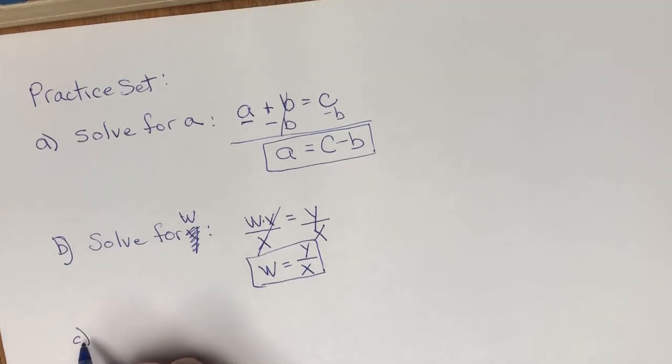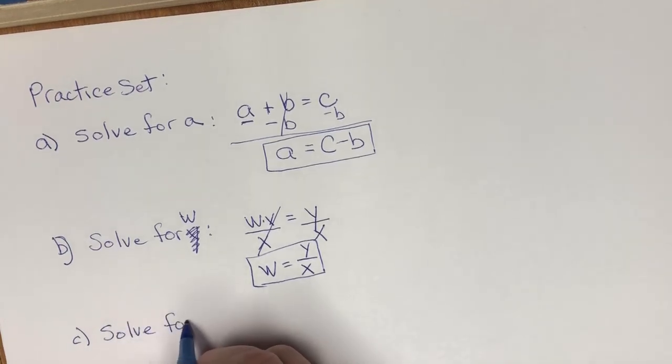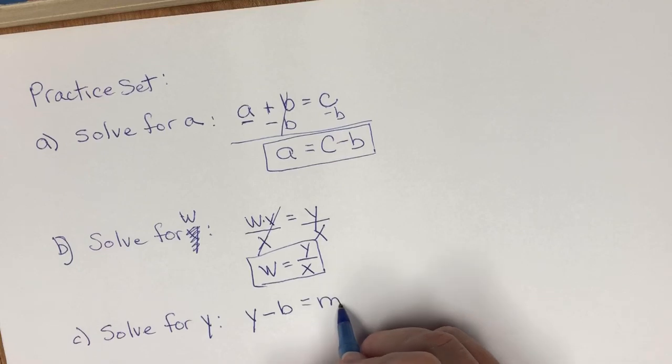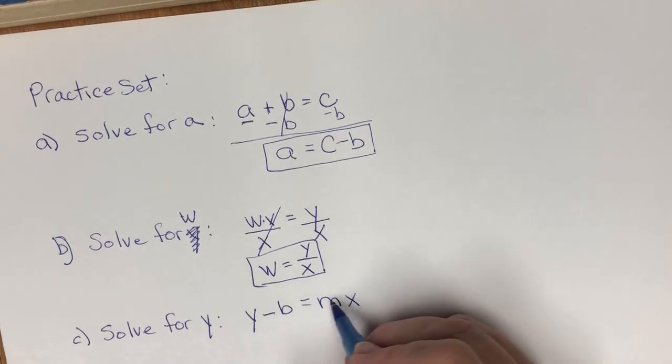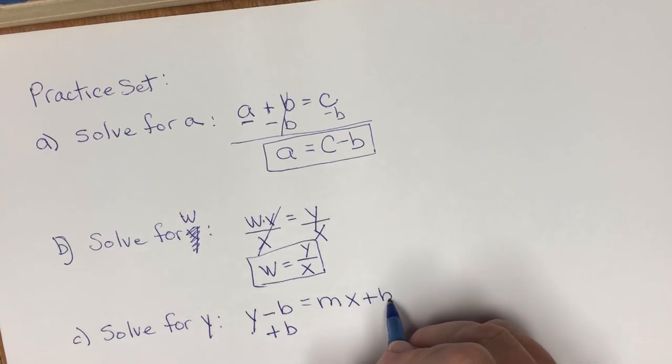Okay, C. Here's where I got the Y from. Solve for Y. And this one is Y minus B equals MX. And that's M times X. All right, so I'm solving for Y. That means I'm isolating the Y. So I'm going to add B to this side of the equation. I'm going to add B to this side.